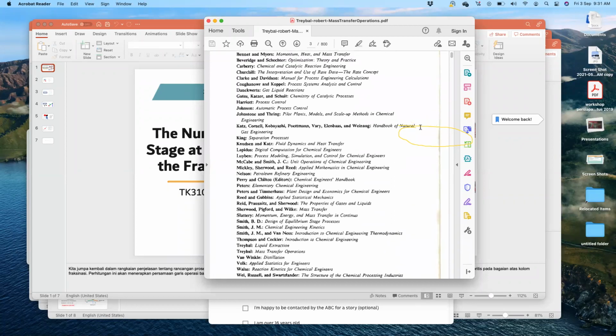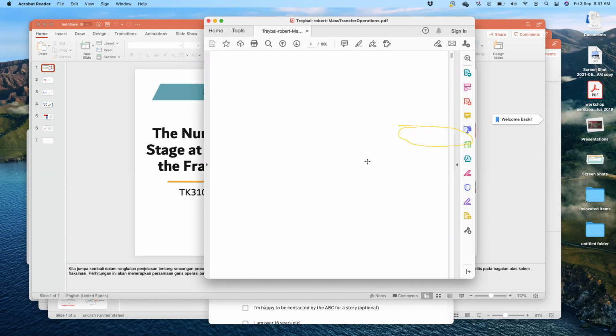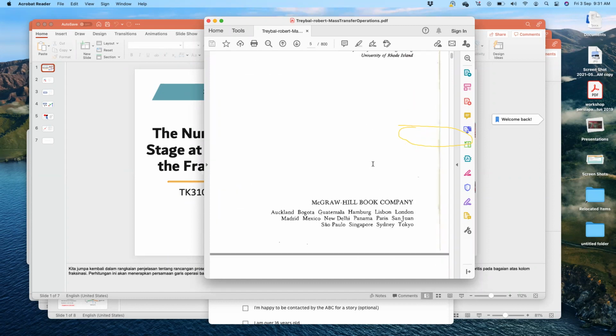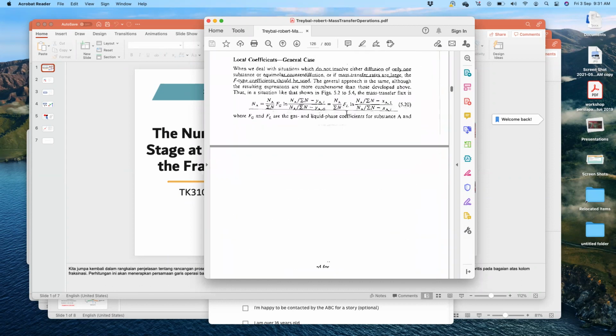Ilham, maybe can you delete your annotation now? Okay, thank you. Okay, let's go back.